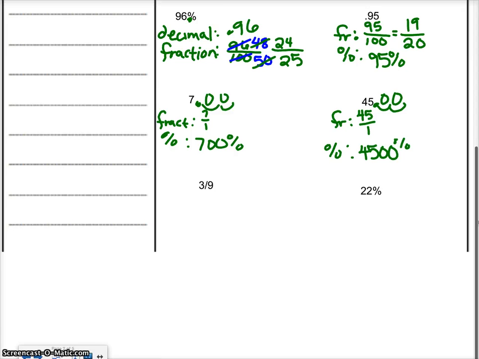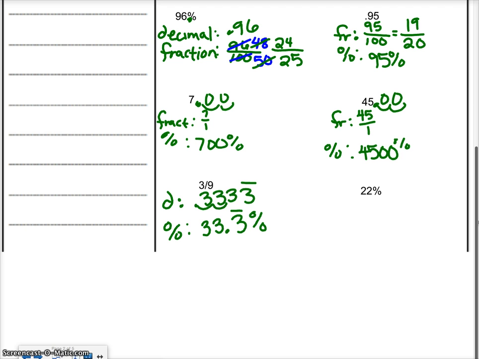Okay, 3/9 is already given to us as a fraction, so we need a decimal and a percent. 3 divided by 9 is 0.3 repeat. I'm going to write a few of them because I know I want to convert it to a decimal, which is just moving it, or a percent, which is moving it 2 spots to the right, 33.3 repeat percent.